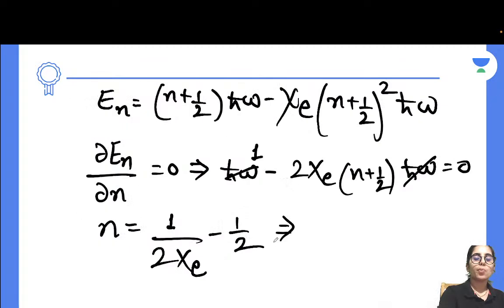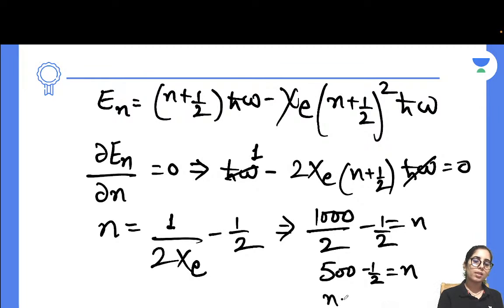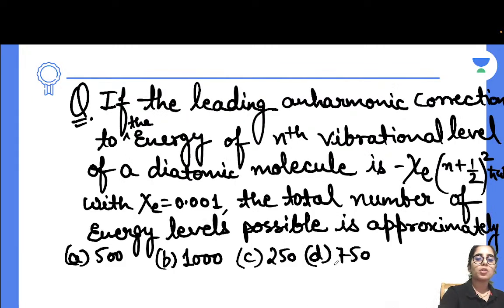That's going to be 0.001, which will give me 1000, right? Divided by 2 minus 1 over 2. So it is simply 500 minus half. Half is quite a smaller value in comparison to 500, so you are going to get simply n is equal to 500. And this is going to be your final answer.